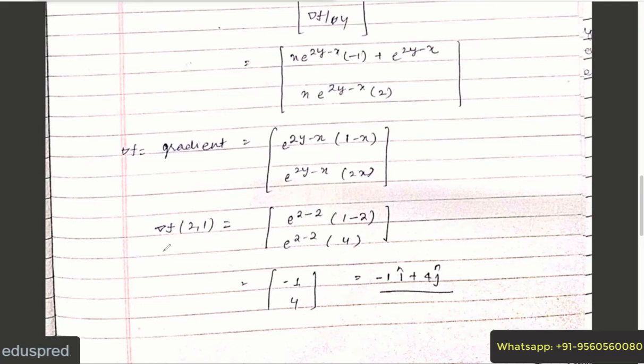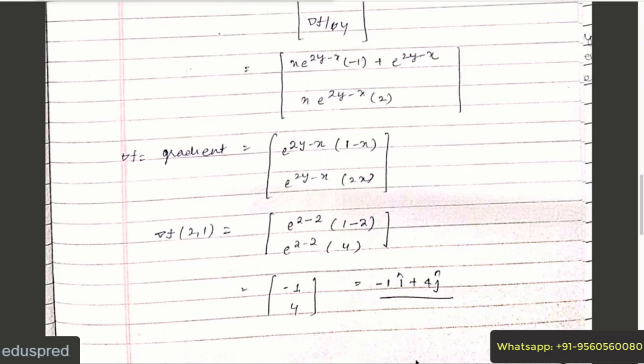The question asks us to find the rate at the point (2, 1). So let's substitute the values of x and y with 2 and 1 respectively. This becomes (e^(2−2)(1 − 2), e^(2−2) multiplied by 4), that is (−1, 4). So your vector is −1i + 4j. So one should move in this direction from the point so that the rate of change is maximum.